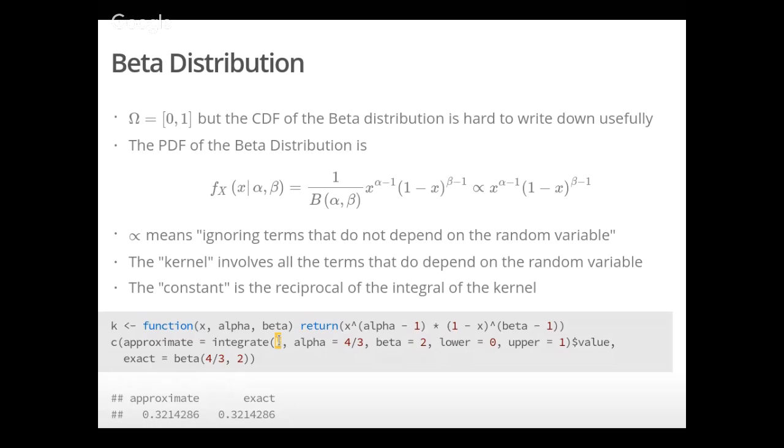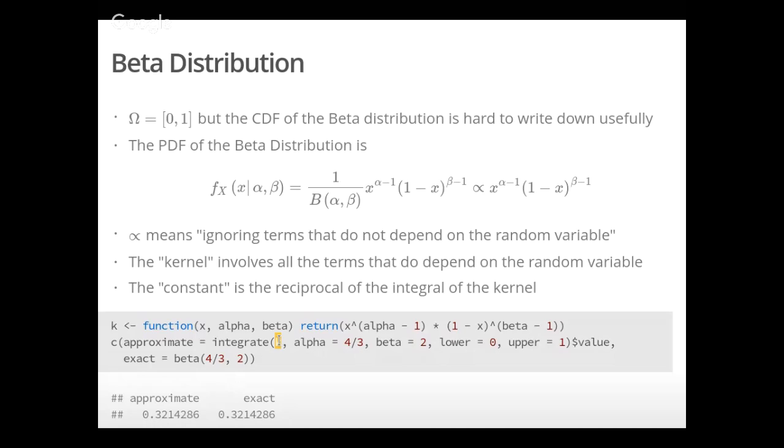And now I have a normalized, valid PDF for a random variable whose sample space is the interval from 0 to 1. It has two arbitrary but positive inputs, alpha and beta, that I can just choose, or I can estimate if I was doing this on real data. And we'll do that in a second.